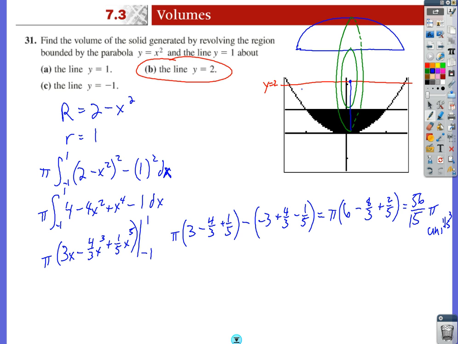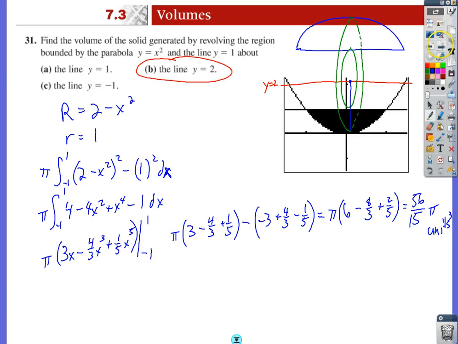Again, I set it up. Notice that this step here, it went from 4 and then I took the antiderivative. I got 3x. How? I subtracted the 1 first. It was poof, magic. And then I went ahead and plugged everything in. Got a final answer of 56 over 15 pi units cubed.